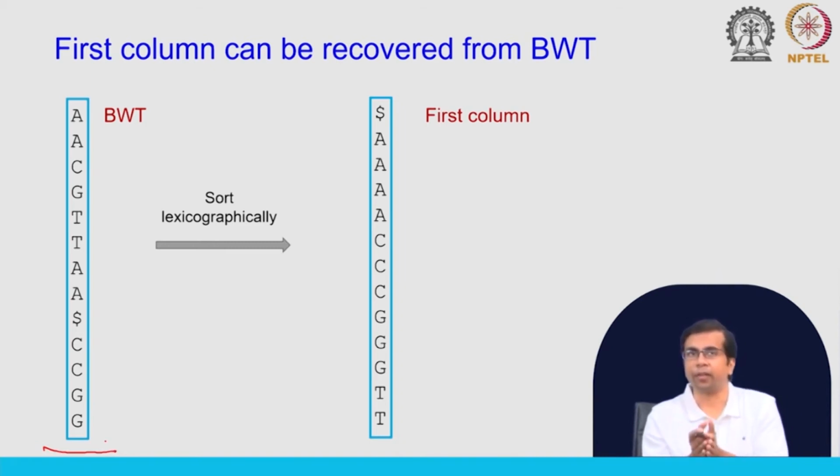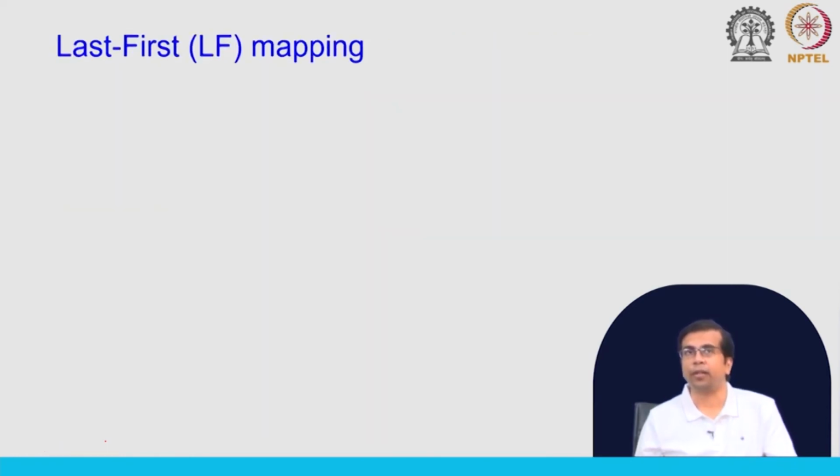Now, why do we need the first column? The BWT, remember, is the last column, and this is the first column of this matrix, and it turns out there is a property called last first mapping or LF mapping.